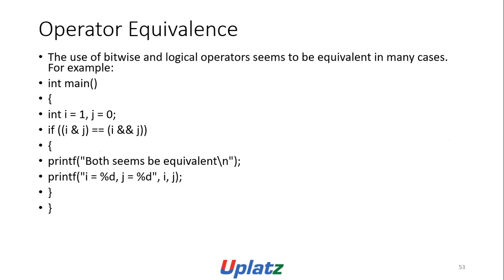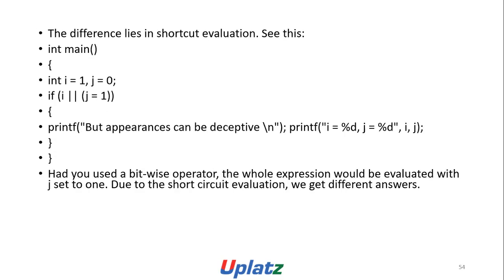For example: int main() { int i = 0, j = 0; if (i && j) ... both seem equivalent. printf("i = %d, j = %d", i, j); The difference lies in short circuit evaluation.